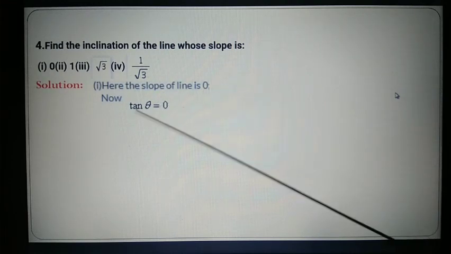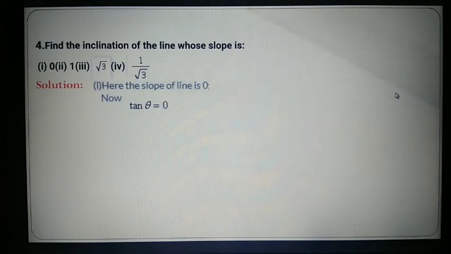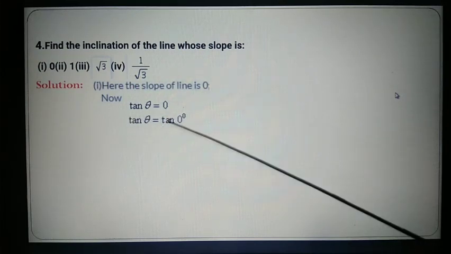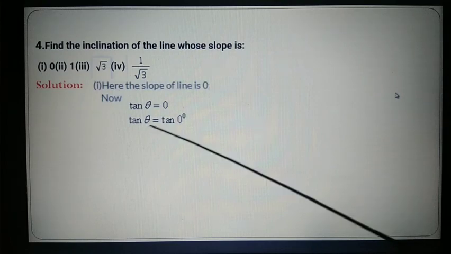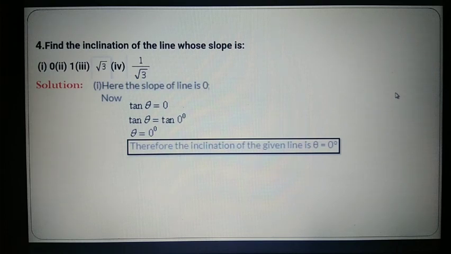Since there is tan, that's why I am going to substitute this 0 by tan 0. If I do that, then I have tan 0 degree. If I remove both the tan, then I'll be having theta equals 0 degree. So my inclination is how much? 0 degree. Is that clear? Therefore the inclination of the given line is 0 degree. So pause the video to note down and try the remaining problems.